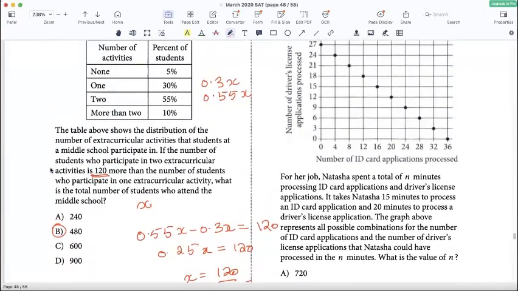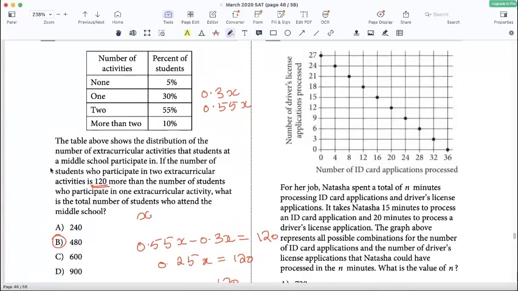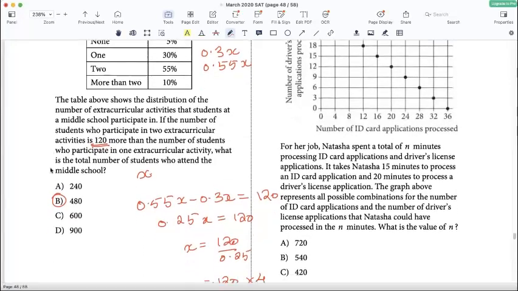For her job, Natasha spent a total of n minutes processing ID card applications and driver's license applications. It takes Natasha 15 minutes to process an ID card application and 20 minutes to process a driver's license application. The graph above represents all possible combinations for the number of ID card applications and the number of driver's license applications that Natasha could have processed in the n minutes. What is the value of n?